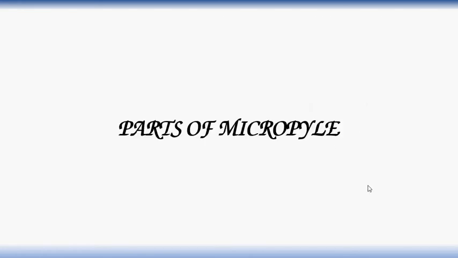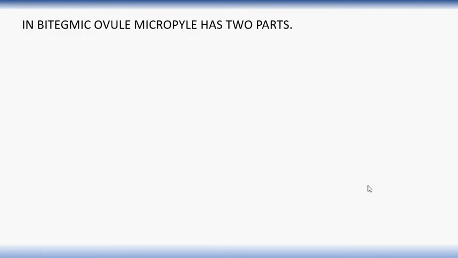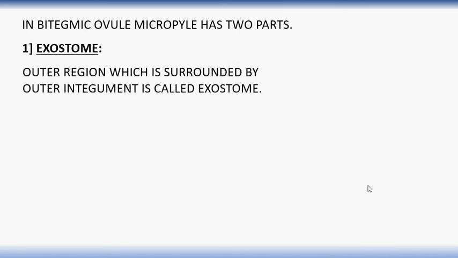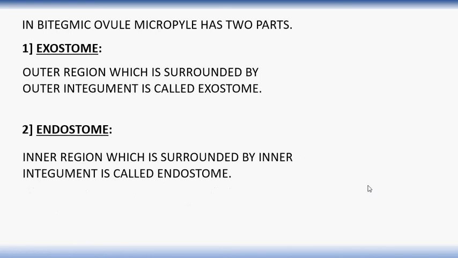Parts of micropyle. In a bitegmic ovule, the micropyle has two parts. One, exostome: the outer region which is surrounded by the outer integument is called exostome. Endostome, the second part: the inner region which is surrounded by the inner integument is called endostome.